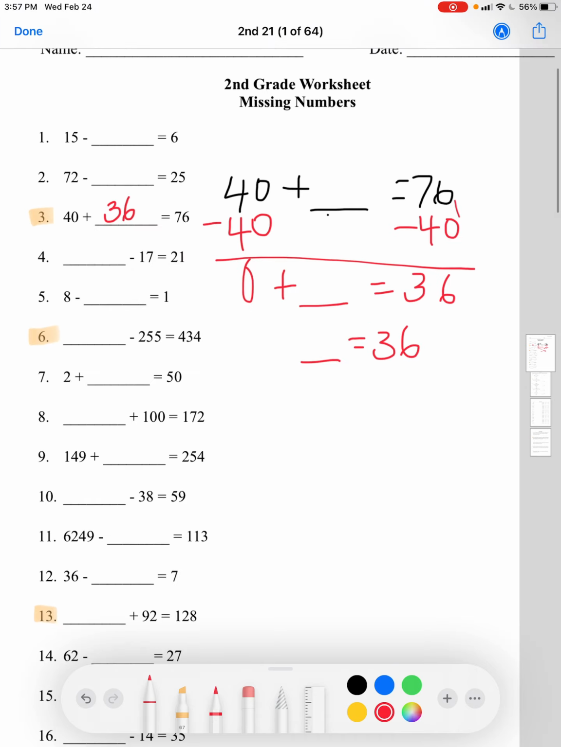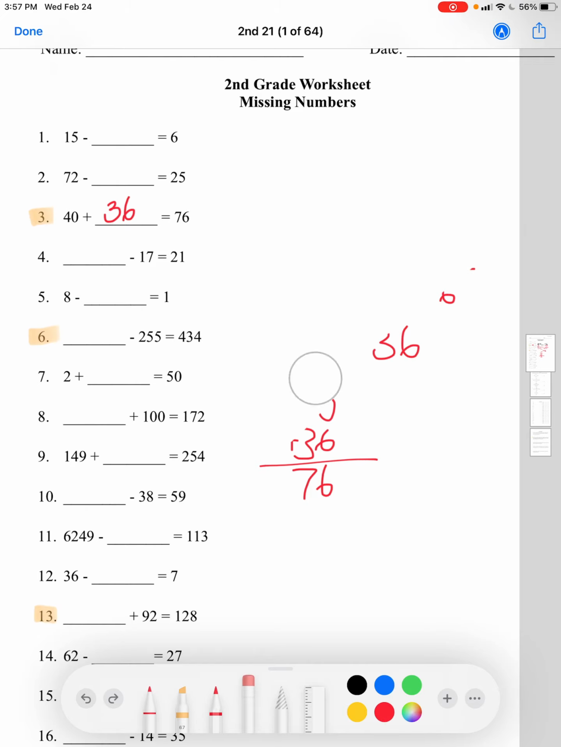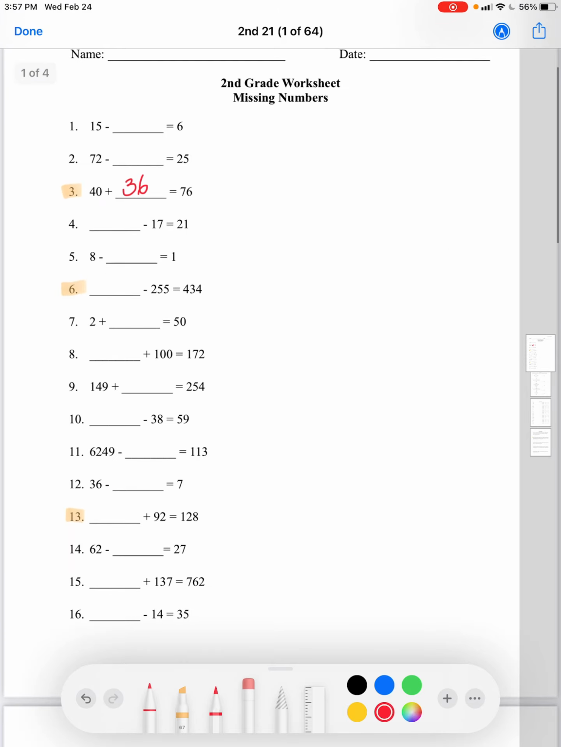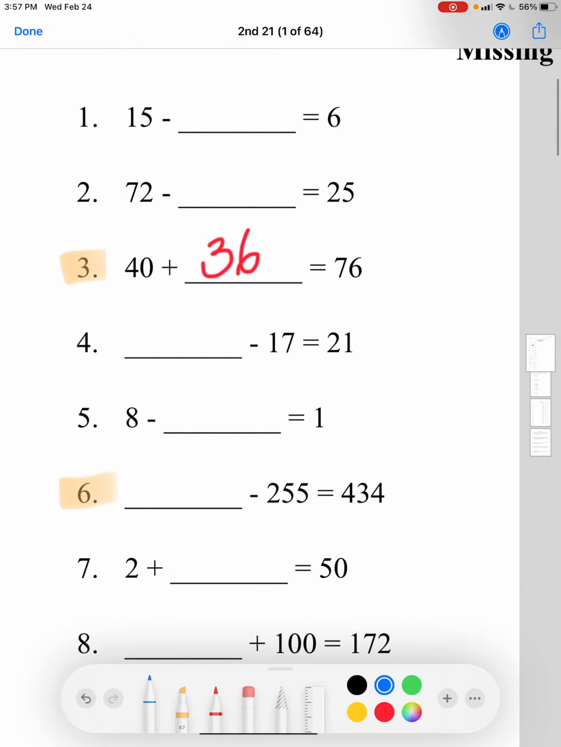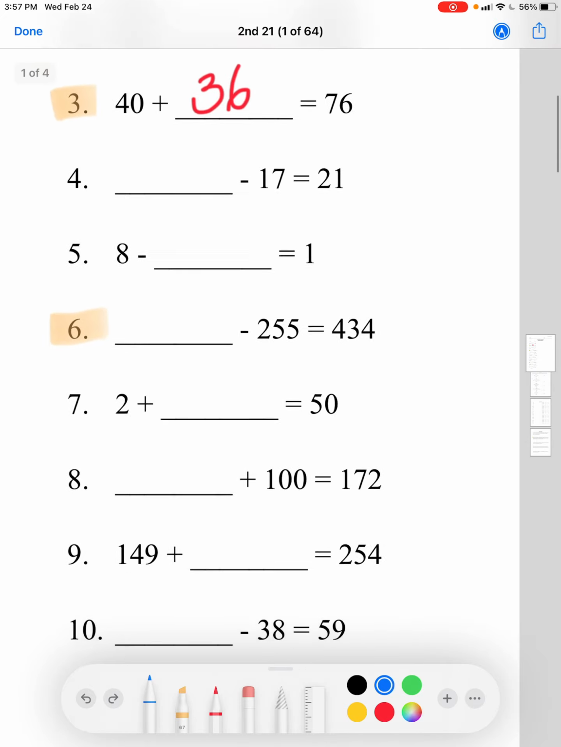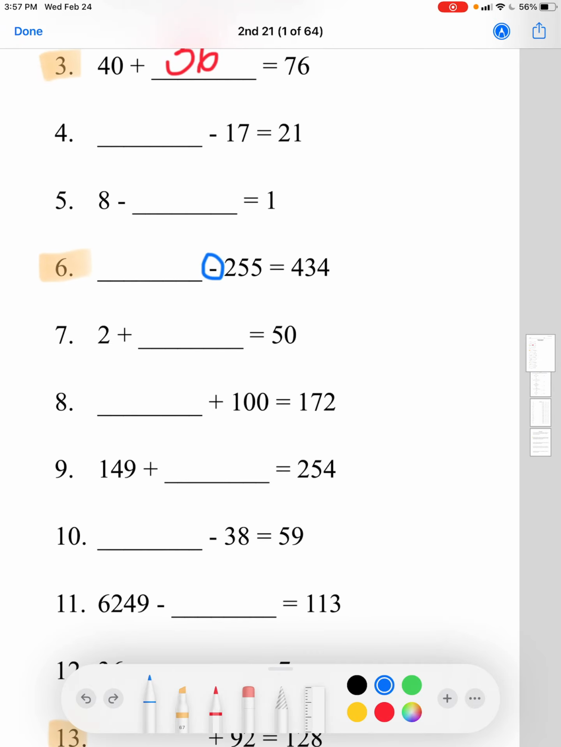So if we try to check it, if you add 40 plus 36, you get 76. So this sentence is true and we found the right answer. Now let's try the same thing for number 6. So you're basically doing the opposite of what the sign in the question is. So since this is a plus sign, we subtracted to find the 36. And in our second example, number 6, since the sentence given is a subtraction question, we're going to try addition.